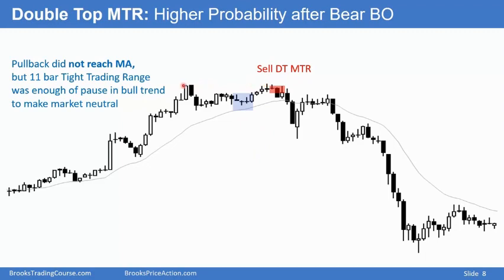We got a double top, major trend reversal. I don't know if it's perfect. I don't know if it's a little bit above, a little bit below. Let's call it a double top, a reasonable sell.